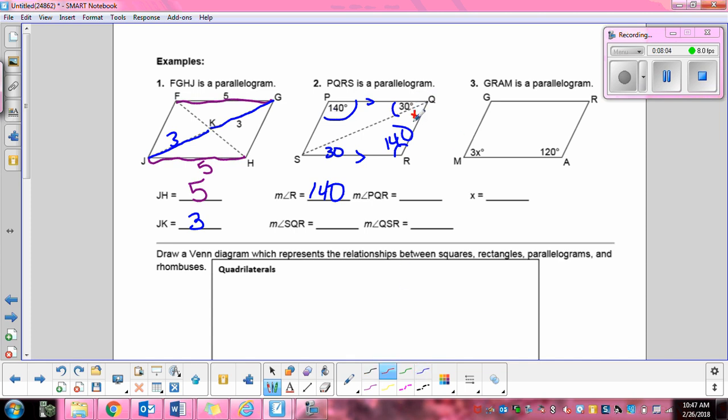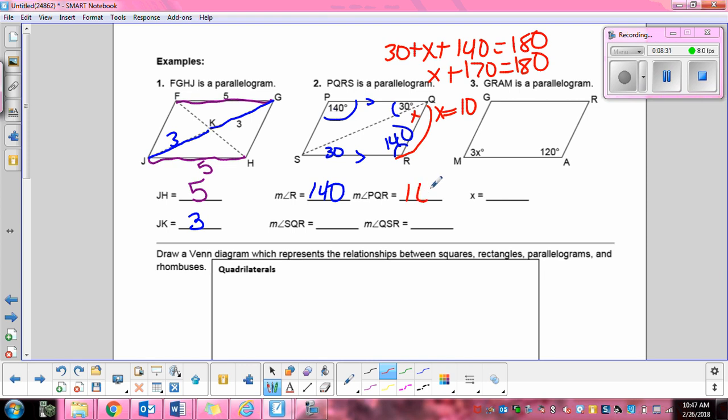The ones next to each other are supplementary. So 30, we don't know what this is, we'll say X. So 30 plus X plus this one, 140, they're consecutive, next to each other, so plus 140 has to equal 180. They're supplementary. So 30 and 140 is 170. Subtract 170 and X has to be 10. 10 degrees. PQR, they're asking us for the whole thing. So if this is 10 and this is 30, then this one is actually 40.